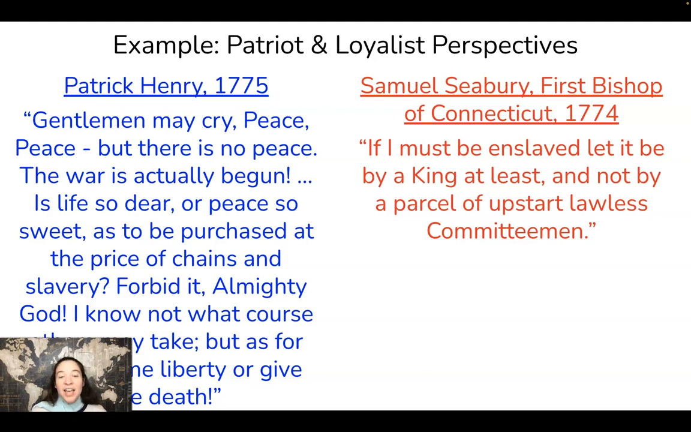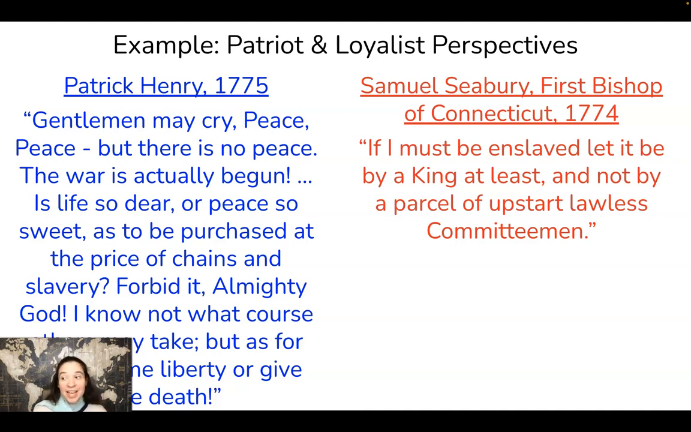The red is a quote from Samuel Seabury. So Patrick Henry is a patriot, of course, and he says, "Gentlemen may cry, peace, peace, but there is no peace. The war is actually begun. Is life so dear, or peace so sweet, as to be purchased at the price of chains and slavery? Forbid it, Almighty God. I know not what course others may take, but as for me, give me liberty or give me death." So obviously a patriot point of view there.